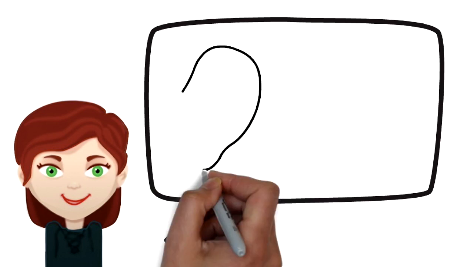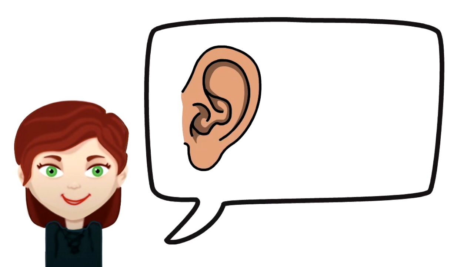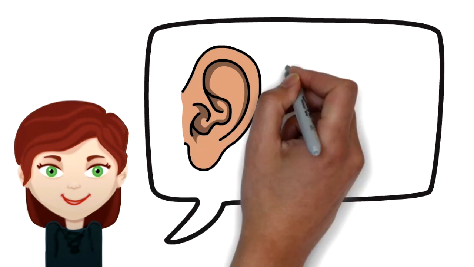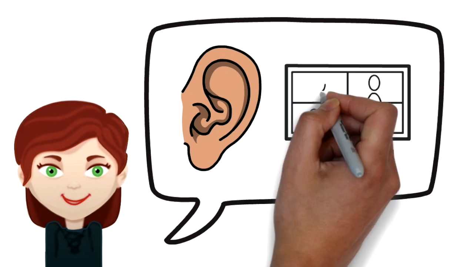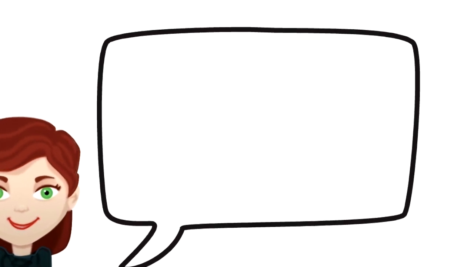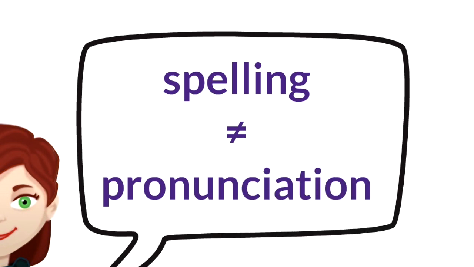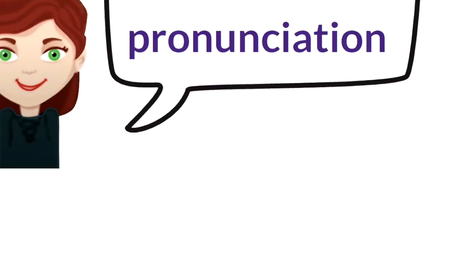But the best way to learn how to pronounce any word is always to hear someone else say it and copy their pronunciation, whether in person, on TV, or on the internet. Remember, to pronounce English words, don't read the letters. Listen to the pronunciation.